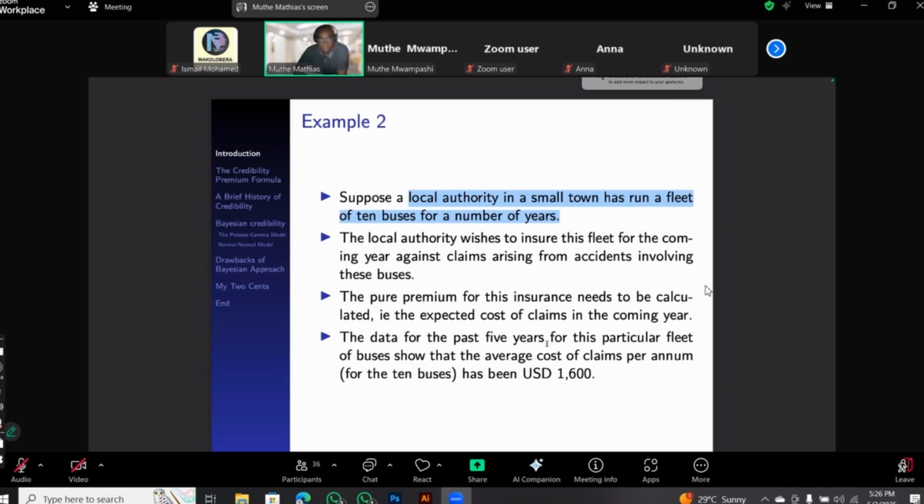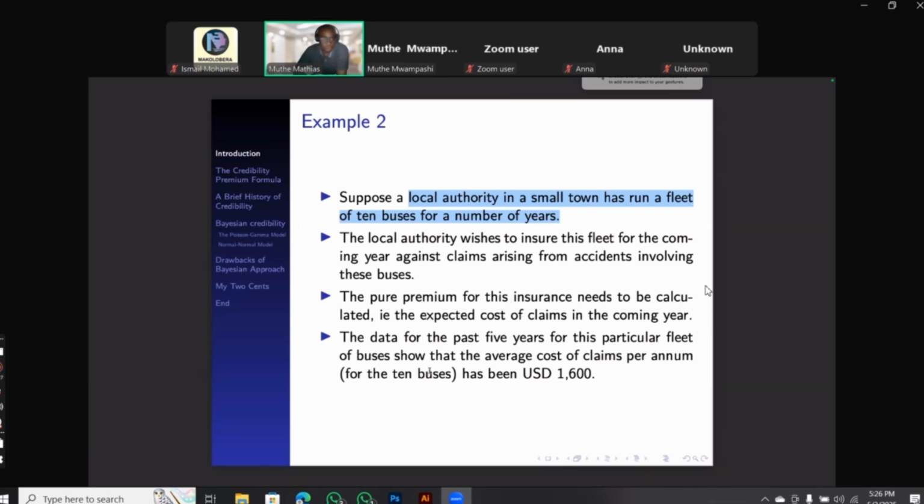So the data for the past 5 years for this particular fleet of buses, which they want to insure, show that the average cost of claims per annum for these 10 buses has been this one here, right? So this is based on their experience, right? Based on their previous claims, we know that the average cost of claims is around this one here, right? So if we don't have any information, actually the mean is a good predictor, right? If you cannot predict the cost which you have to charge someone, of course you look at the mean, what is the average cost before, and then you say this is a good predictor for what they're likely to incur in the future.